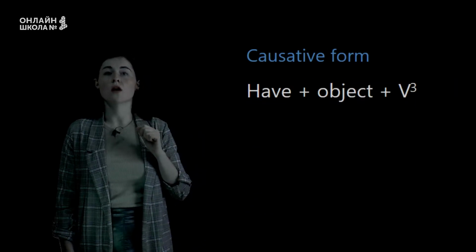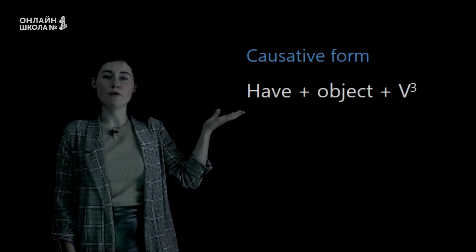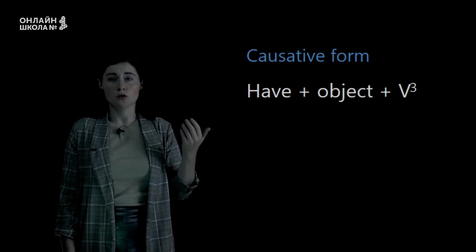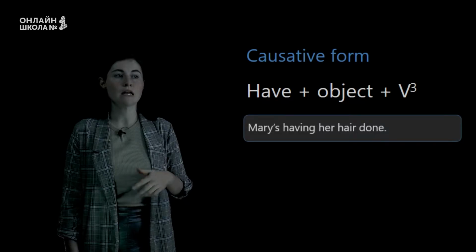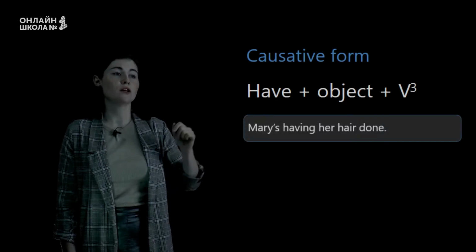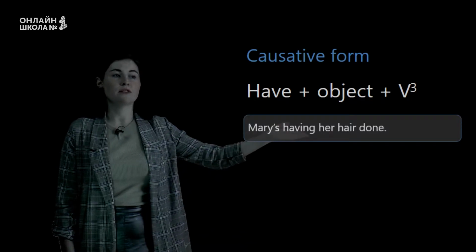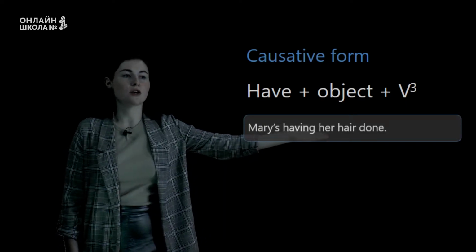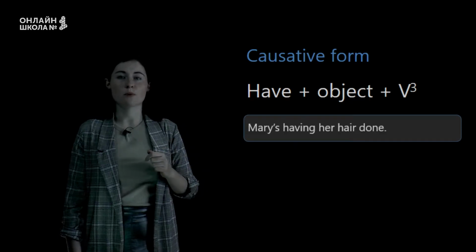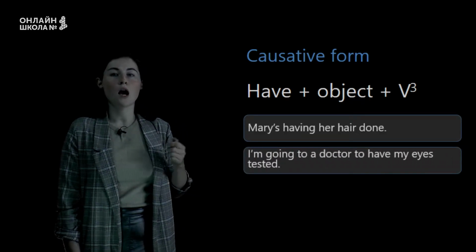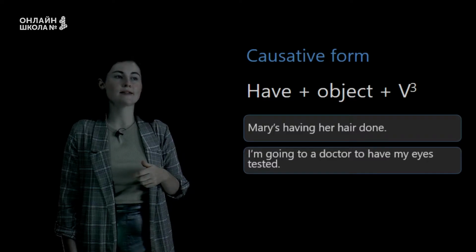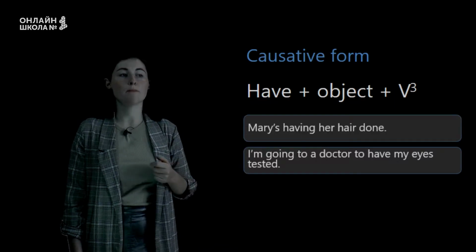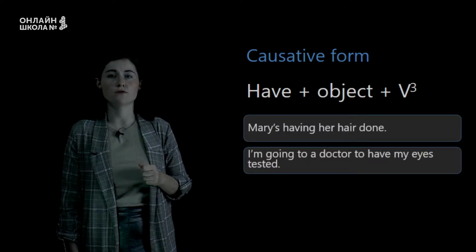Итак, как же образуется causative form? So, we use have plus an object plus V3. Object – это дополнение или та часть, которую мы хотим изменить. For example, Mary is having her hair done. Здесь мы видим have во времени present continuous. Дальше object – her hair. И третья форма глагола – done. I'm going to a doctor to have my eyes tested. Здесь мы тоже видим infinitive to have, object my eyes and the verb in the third form tested.